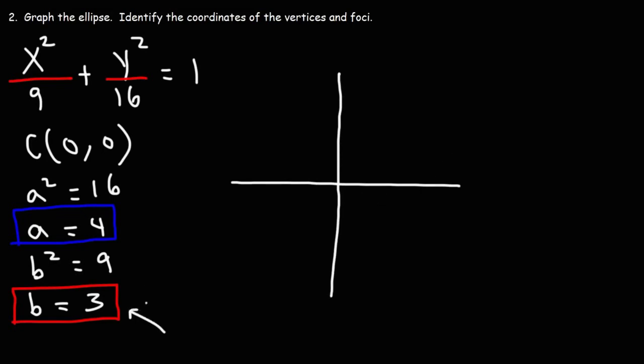So b is 3, and b squared is associated with the x variable. It's under x squared. So what we're going to do is travel 3 units to the right from the center and 3 units to the left from the center. So this is going to give us not the major vertices, but the minor vertices. The minor vertices are always associated with b. So the coordinates of the minor vertices for this problem are plus or minus b, 0. So that's plus or minus 3, 0.